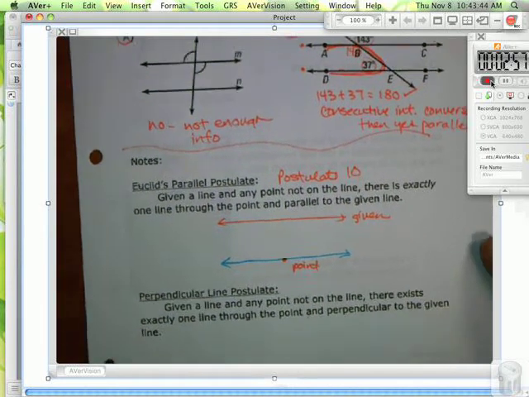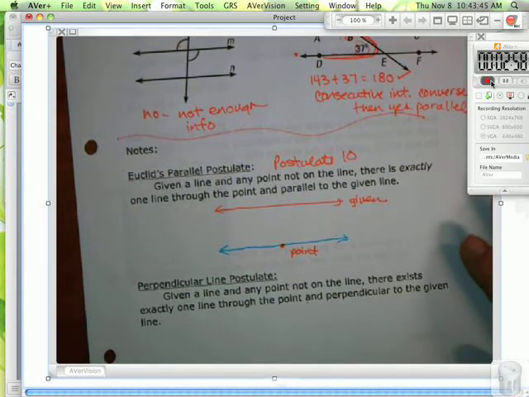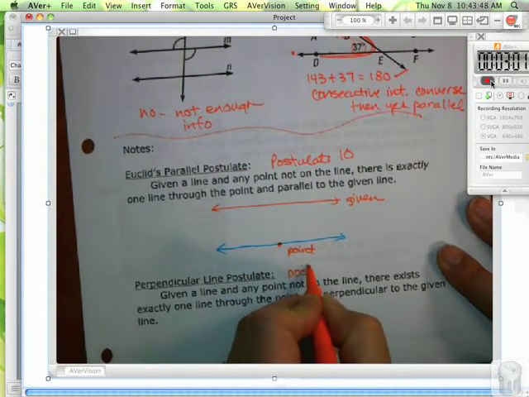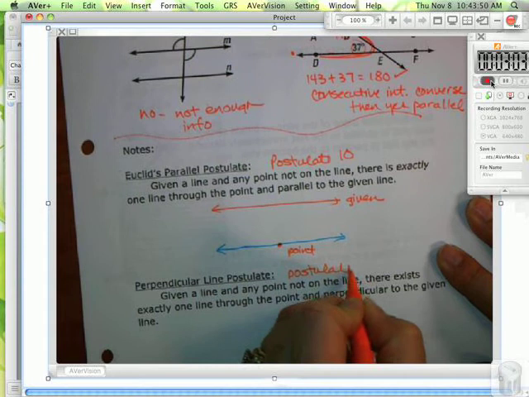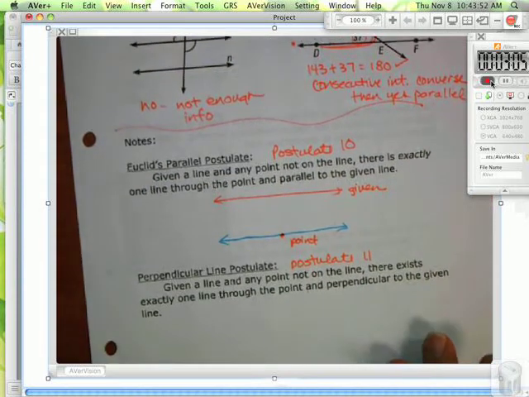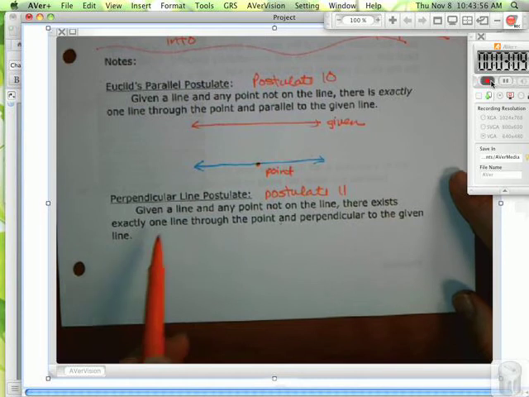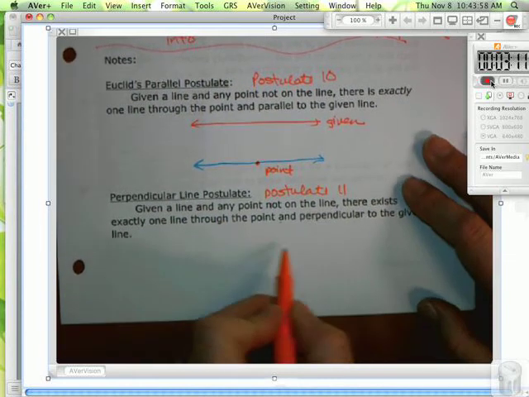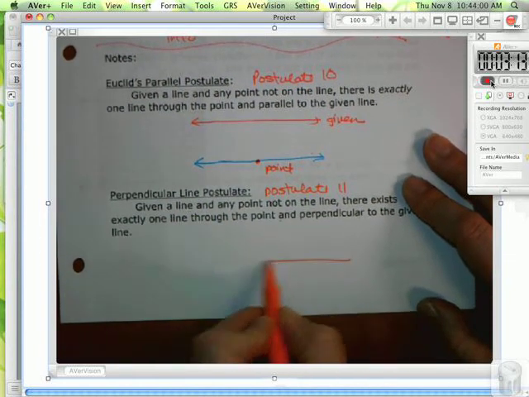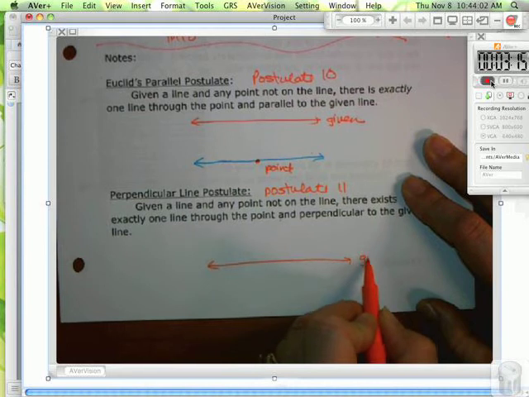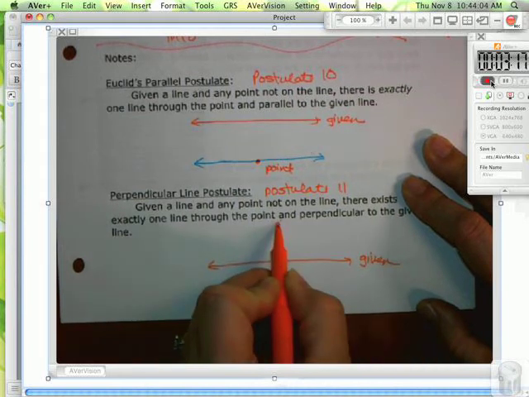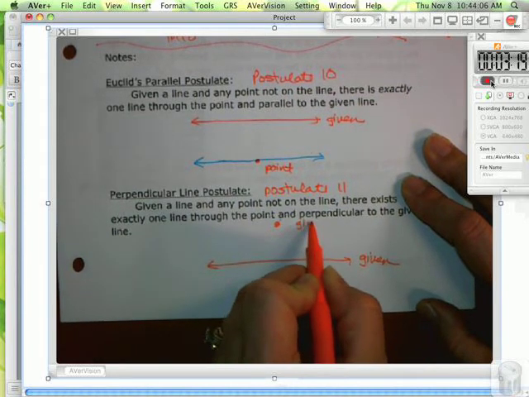All right, perpendicular line postulate. This is just like the construction that you did. This is postulate 11 on your list. It says, given a line and any point not on the line. So I might have a line here that was given to me. And any point not on the line, this is given to me.